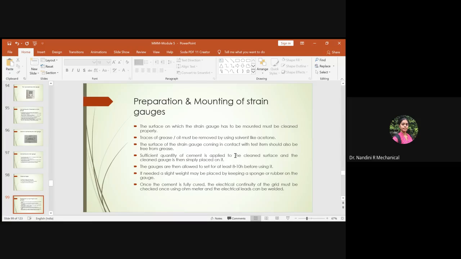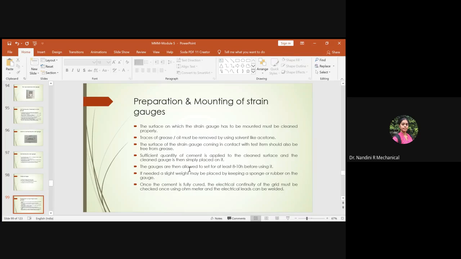and then a sufficient quantity of cement is applied to the clean surface and the clean gauge is then simply placed on it. I told you that we use the cement layer as a dielectric, an insulating material. So once these two surfaces are cleaned, a sufficient quantity of cement will be applied to the clean surface. First, you clean the surface on which the strain gauge has to be mounted. Before mounting the strain gauge, you place a sufficient thickness of cement on the clean surface, and the clean gauge is simply placed on it. Once you put a layer of cement on the clean surface, you place the clean gauge on the surface of the cement which has been applied.